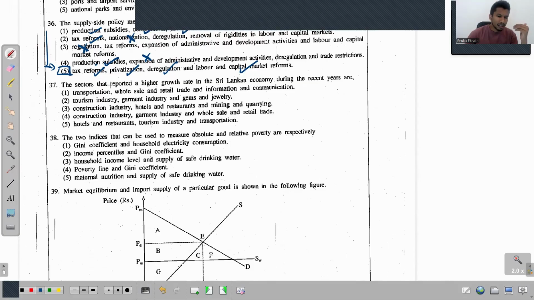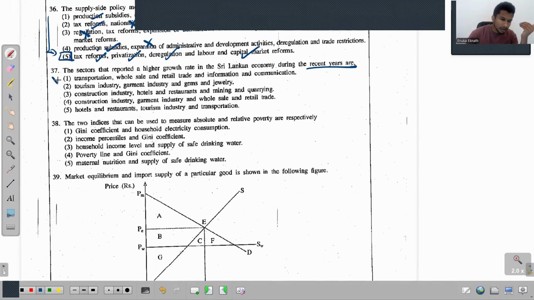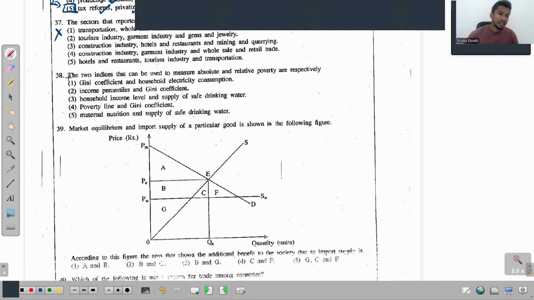The sectors that reported a higher growth rate in the Sri Lankan economy during recent years. So once again, this answer is not going to be relevant in your exam, in your year. So I'm going to skip this one. Look at this question 38 now.